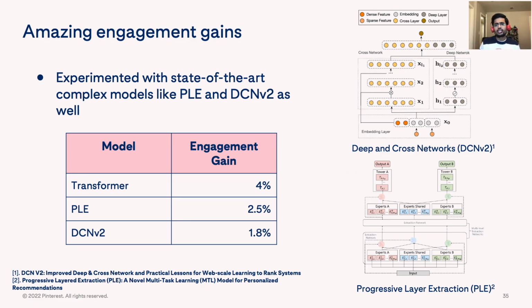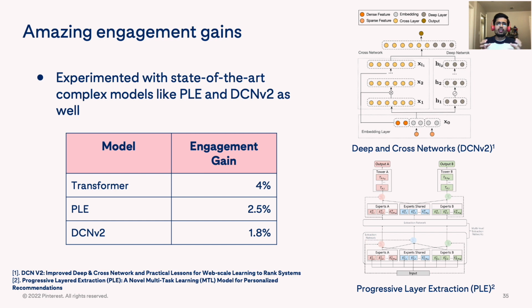The table on the slide shows the offline engagement gain of the transformer model when we compare it to other state-of-the-art models like DCN and PLE. As we can see, DCN and PLE help, but the transformer model beats them by about 1.5%.